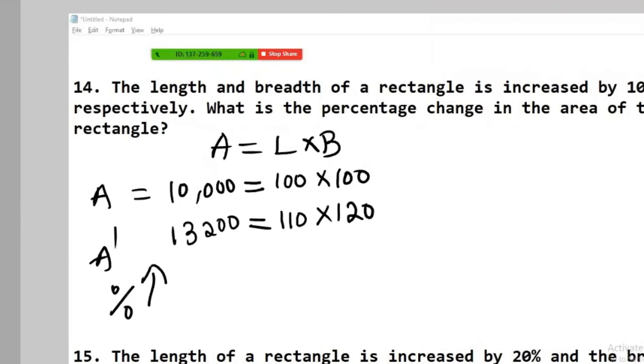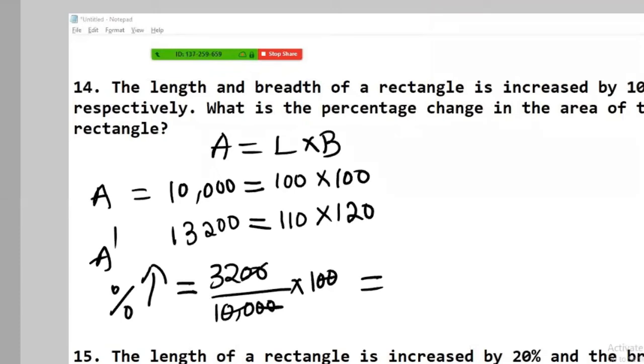Just now we saw the percentage increase formula. The actual increase is 3200 by the original quantity, 10,000, into 100. Two zeros cancel. Then the answer for this question is 32%.